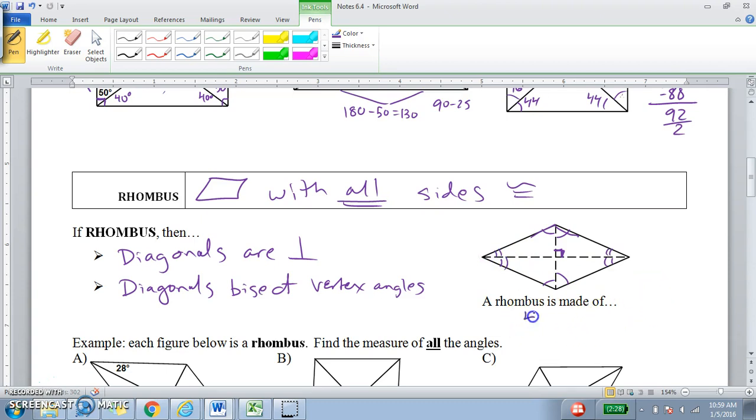A rhombus is made of 4 right triangles, just like a rectangle, or similar to the fact that a rectangle is made of 2 pairs of isosceles triangles. A rhombus is always made of 4 right triangles, which are actually congruent to each other. So this should say 4 congruent right triangles.